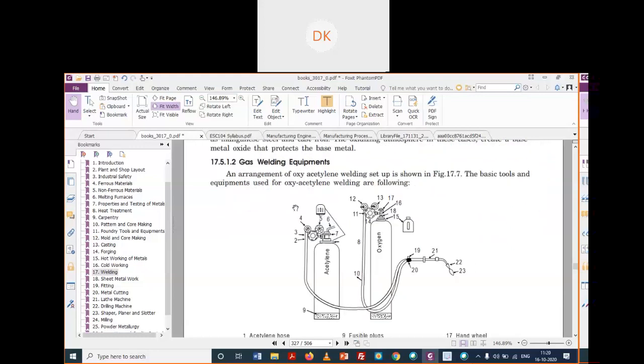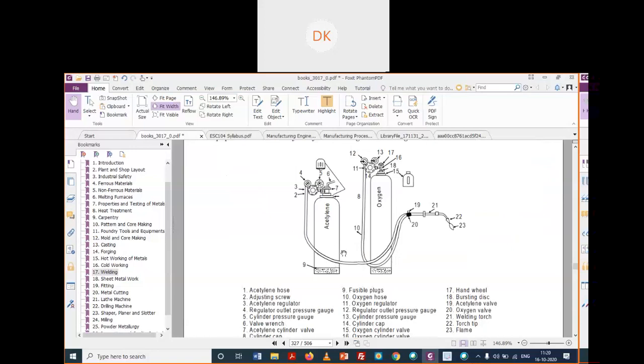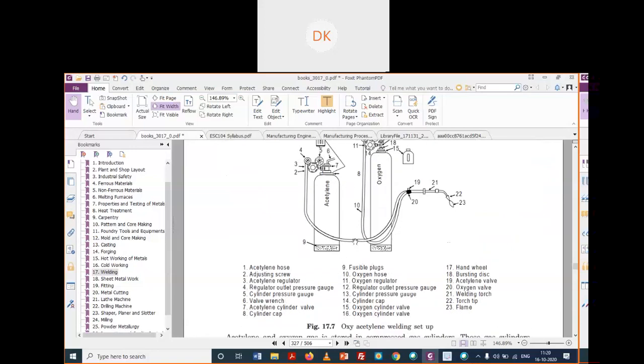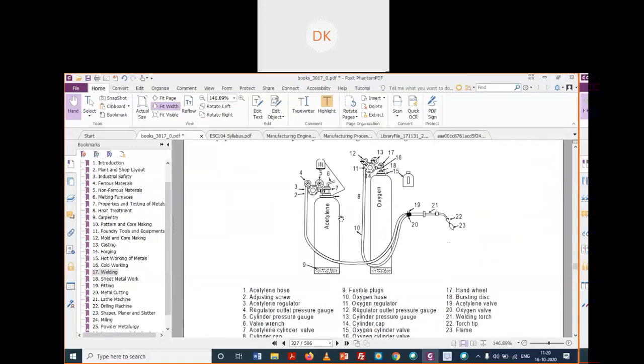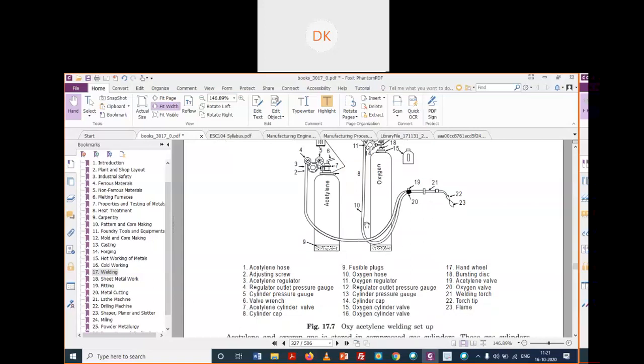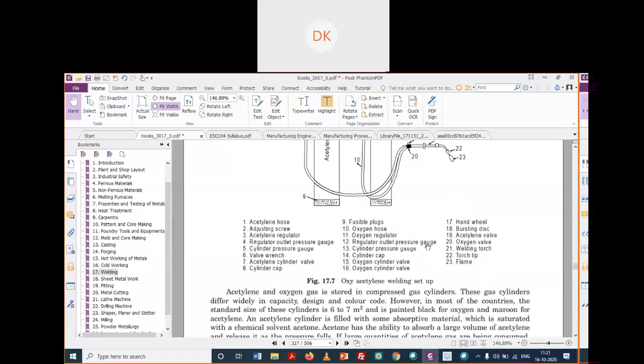So these are the gas welding equipments you can have. This is the common setup of gas welding processes. This is the oxygen tank, and this is the acetylene tank. From that we provide acetylene and oxygen, which are put together here, and after that the flame is produced. If you can see, all the connections come from both the acetylene as well as the oxygen cylinder.